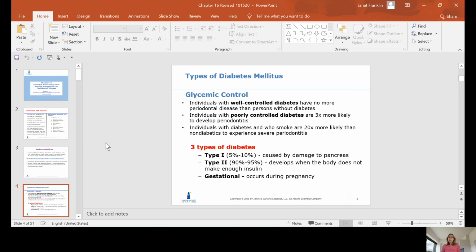Gestational diabetes is the last type. Gestational diabetes occurs during pregnancy. So sometime during the course of a pregnancy, usually they'll do a blood sugar test on the pregnant woman and determine whether or not she's at risk of gestational diabetes.